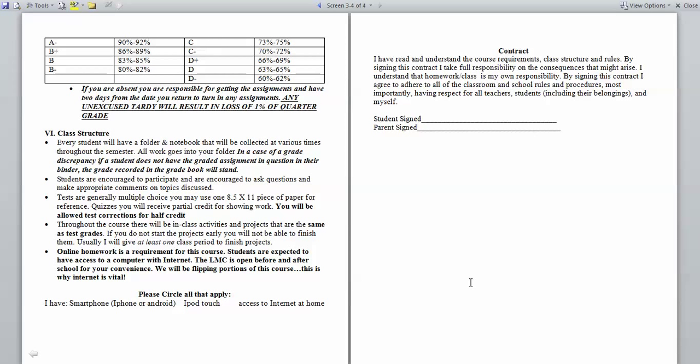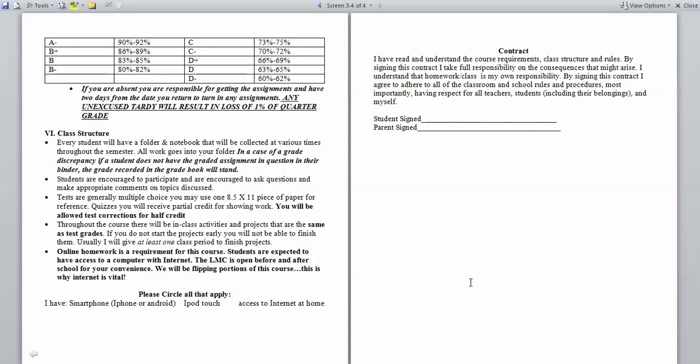Basically, I want to talk about the class structure. Every student will have to have a folder or notebook that will be collected at various times throughout the semester. All your work goes into the folder. In the case of a grade discrepancy, if a student does not have the graded assignment in question in their binder, then the grade recorded in the grade book will stand. Students are encouraged to participate and are encouraged to ask questions and make appropriate comments on topics discussed.